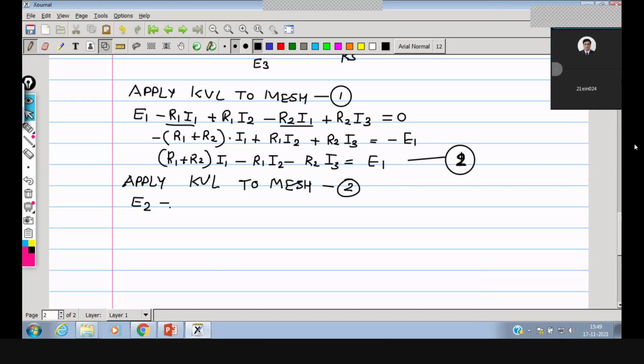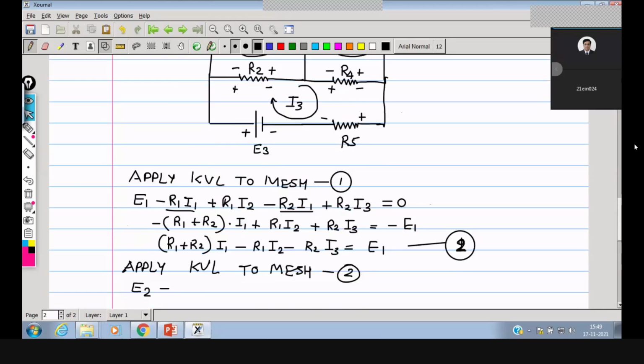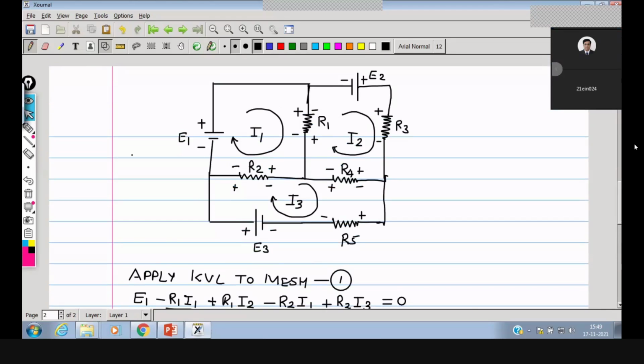R2 I2. Just a minute, I2 R3. So we will not pick randomly. We will go through in the direction of current. So E2 is written. Now we'll write it for R3, then we'll write it for R4, then we'll write it for R1. So this way you please maintain the sequence. Otherwise, if you miss a single term, then you will not get the result.